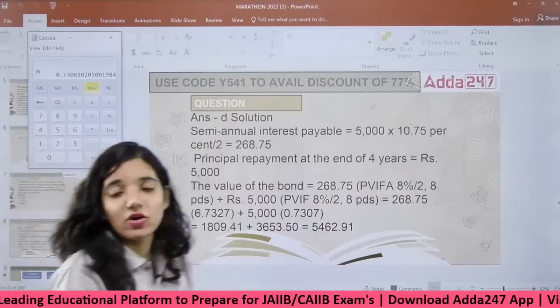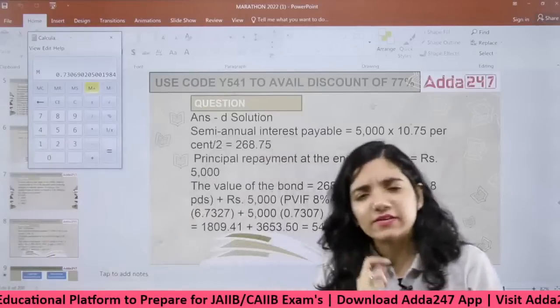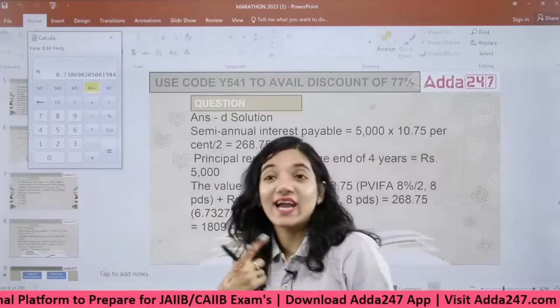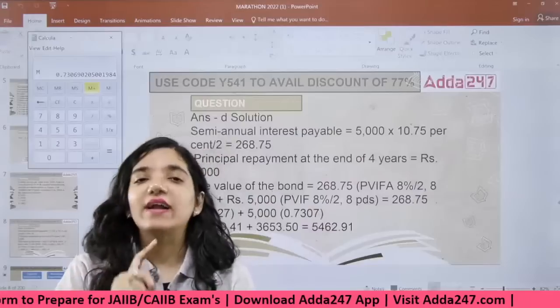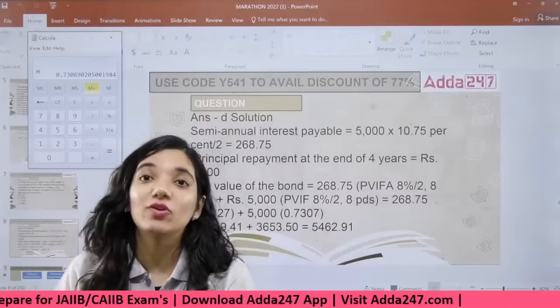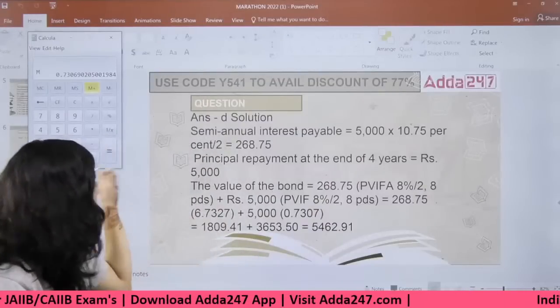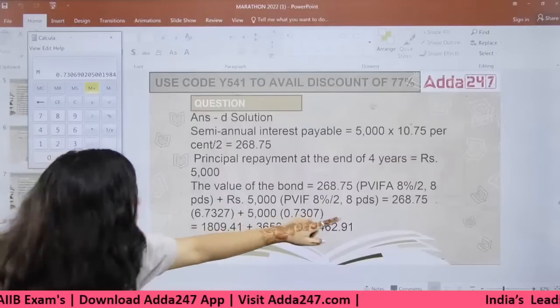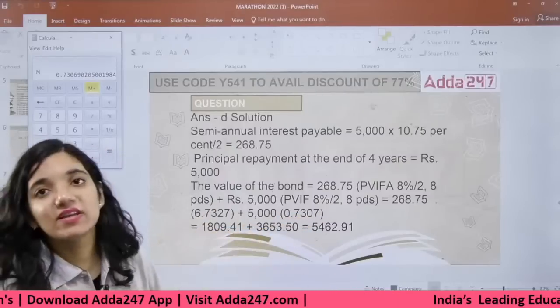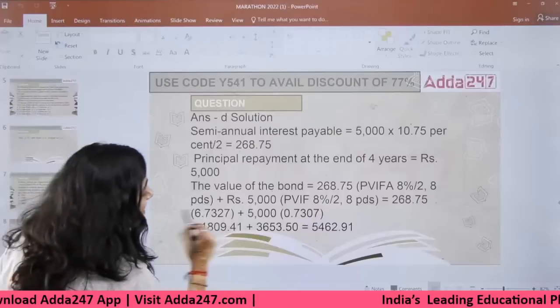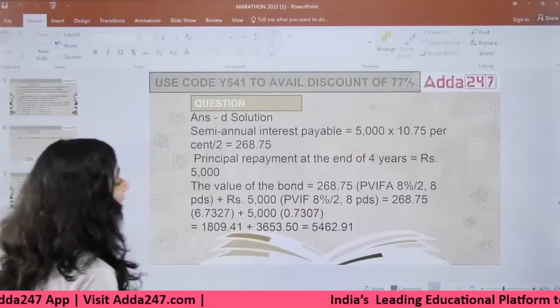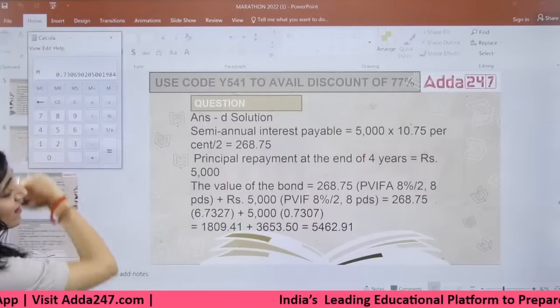Since I'm showing it on your digital screen, it becomes a little difficult, but you can do it on your calculators. Just click on 1 divided by 1.04 8 times. By clicking on equal to, you will get the value there. It would be 6.7327.